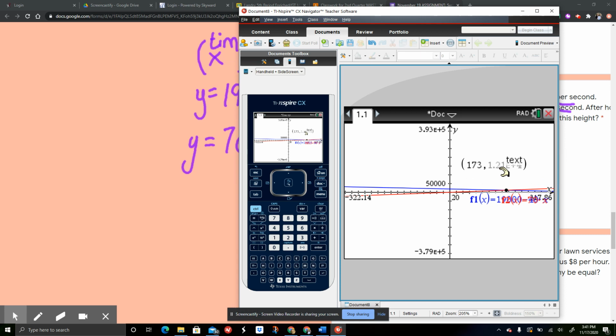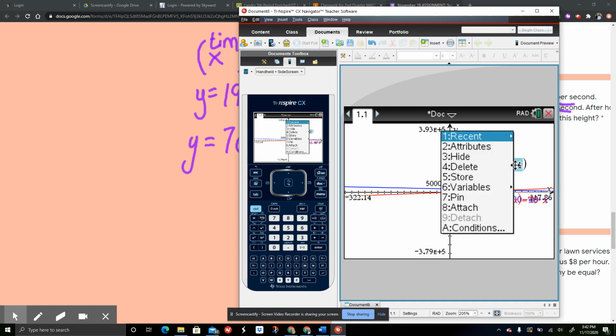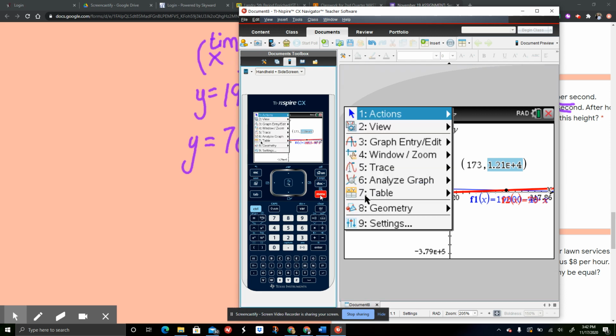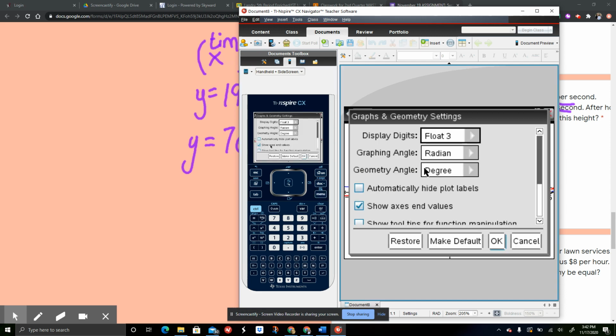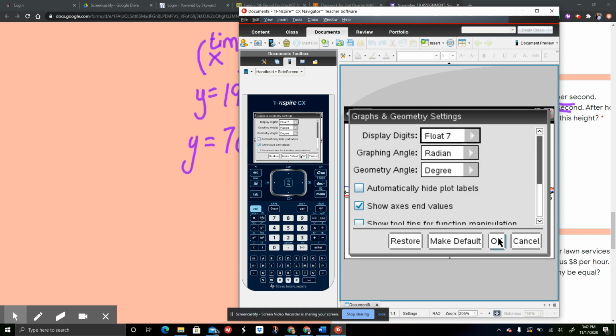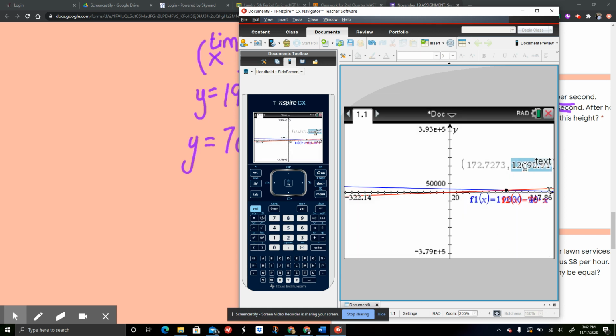And it wrote it in scientific notation, but this is my answer. So it's after 173 seconds. And this is my altitude or my height, but this is the same thing as 1.21 times 10 to the fourth. And you can actually change your settings by going 9, and where it says float, you can change that to a bigger number so that it can show more decimal places, which I did.